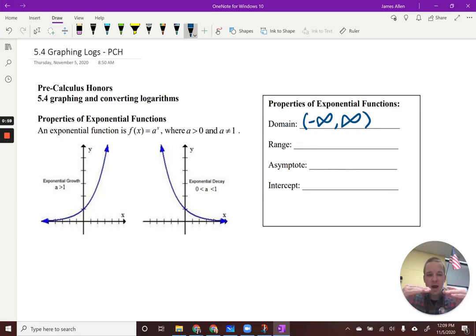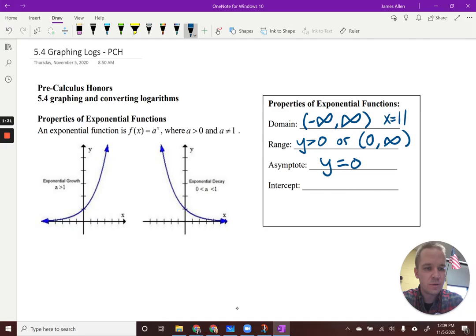Our range, if we're looking at these graphs, there's an asymptote at y equals 0. So our range, it's never going to get there, right? It's always going to get infinitely closer as we go either further left or further right, depending on which graph we're looking at. So our range is going to be y is greater than 0, or we could write it as a bracket from 0 to positive infinity. However you want to write that. Up here in the domain, we can also say that x equals all real numbers. That's another option there of how to write that.